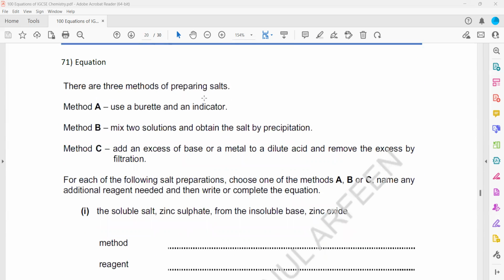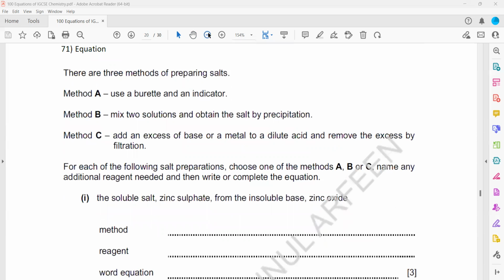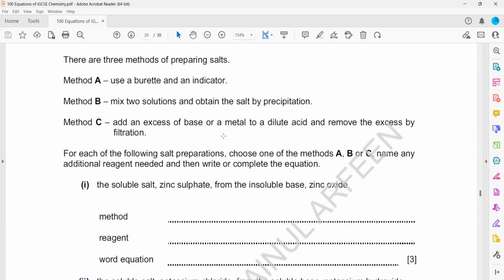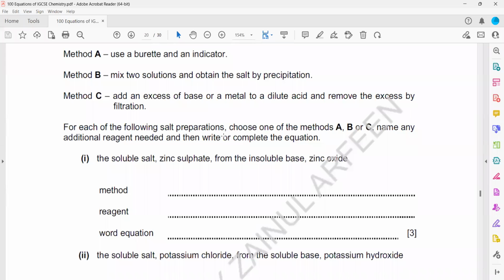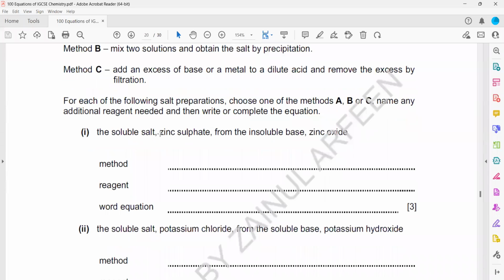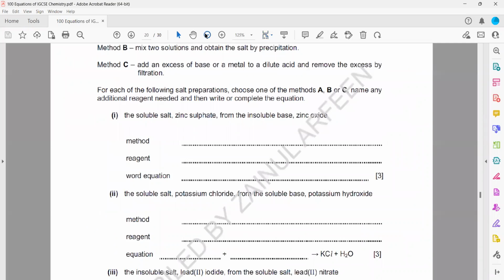Question 71. There are 3 methods of preparing a salt. We can prepare salt in different ways. We can use titration, where an acid is mixed with an alkali using an indicator. We can use precipitation, mixing 2 salt solutions to prepare an insoluble salt. Or we can add a base, a metal, a metal oxide or a metal hydroxide, mainly a metal oxide, to the acid. For each of the following salt preparations, state the method.